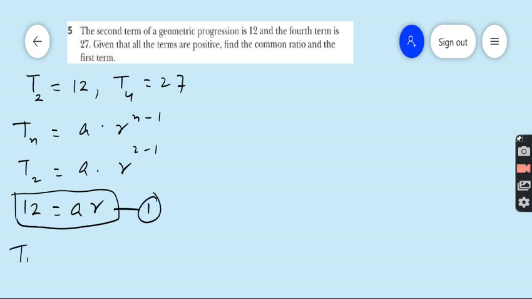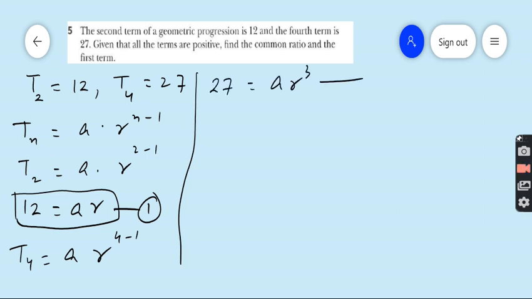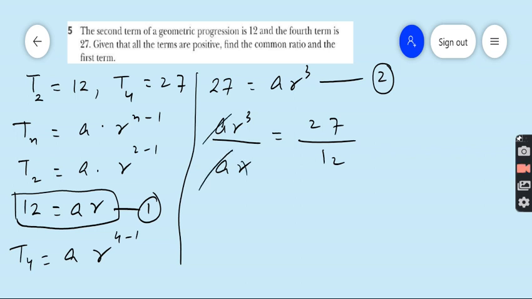Now find T4. Obviously T4 is A R to the power 4 minus 1. T4 is 27, equal to A R cube. This is equation number 2. Divide equation 2 by equation 1, that is A R cube upon A R, equal to 27 upon 12. A cancels by A, this is R square, so 3 9s are 27, 3 4s are 12, so R square is equal to 9 upon 4.